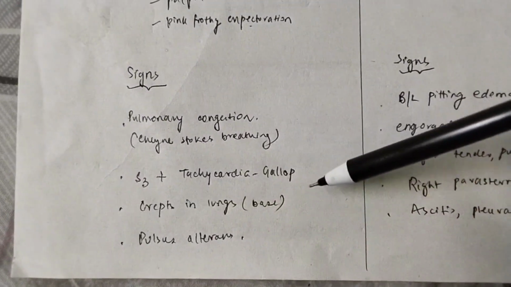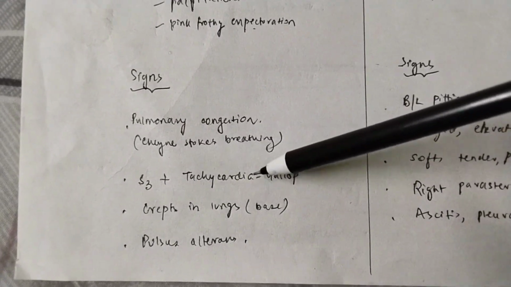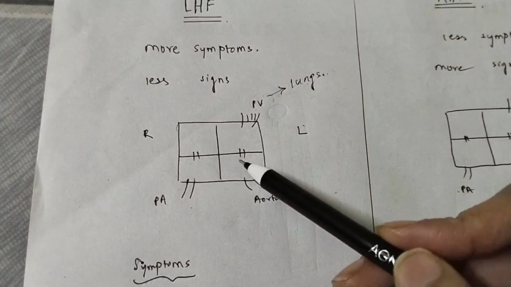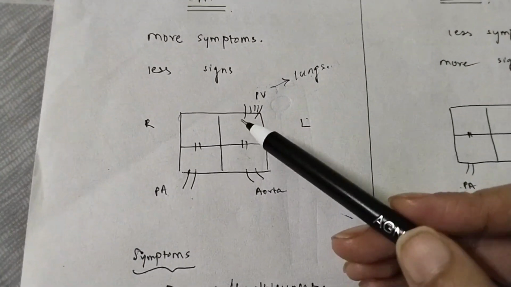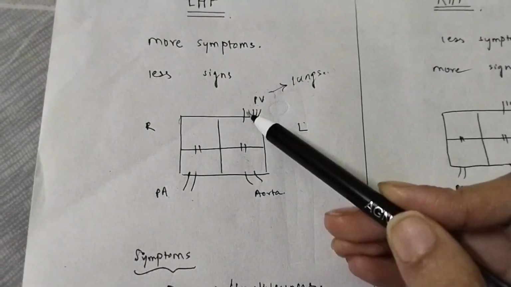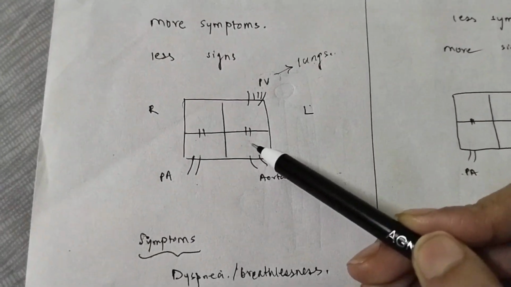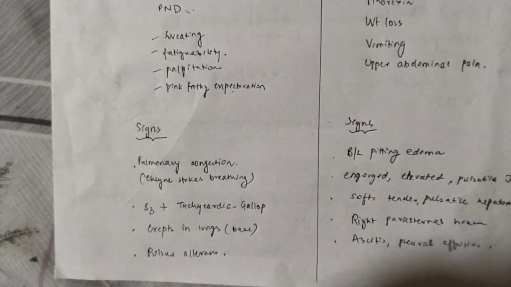Okay, the patient will face gallop rhythm. That is S3 rhythm plus tachycardia. Now, what is S3 rhythm, or when does S3 rhythm occur? S3 rhythm occurs when there is a rapid gush of blood from the left atrium into the left ventricle. So suddenly blood goes here very fast, so there will be S3 gallop and along with it tachycardia. Okay, and lastly you have pulsus alternans.